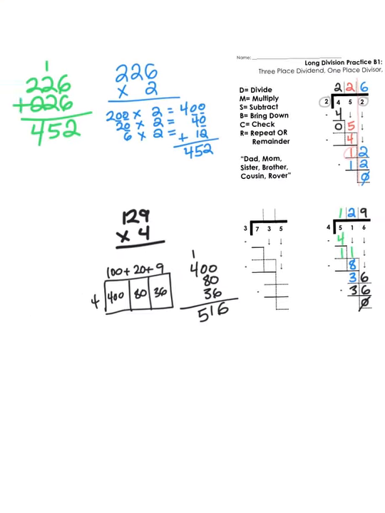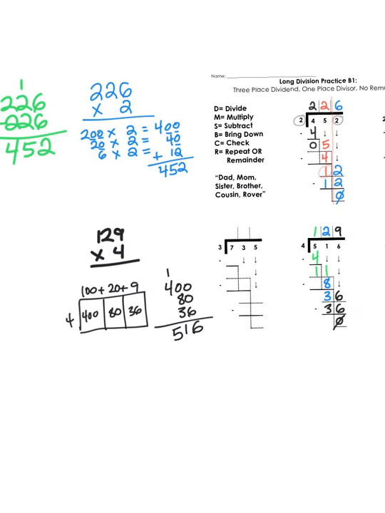Okay? Divide, multiply, subtract, bring down, check, and repeat, or find the remainder. Dad, mom, sister, brother, cousin, rover. Okay? This formula can be applied to any size number that you want to divide, whether it has 3, 4, 5, 6, 7, or any number of digits. The larger the dividend just means the more times you're going to repeat the process. Just like any new skill, it comes with practice.